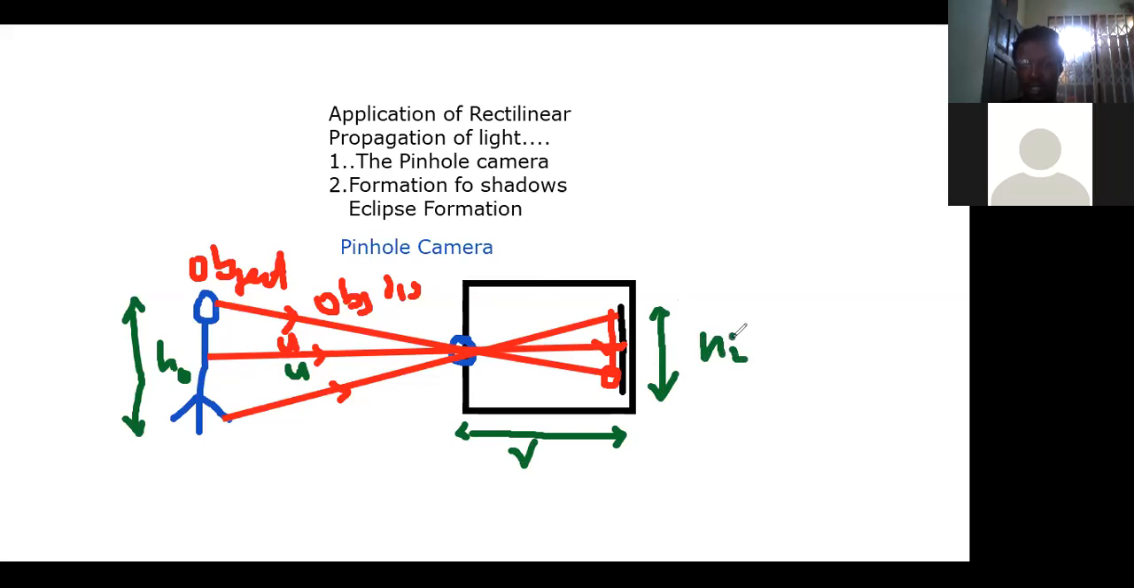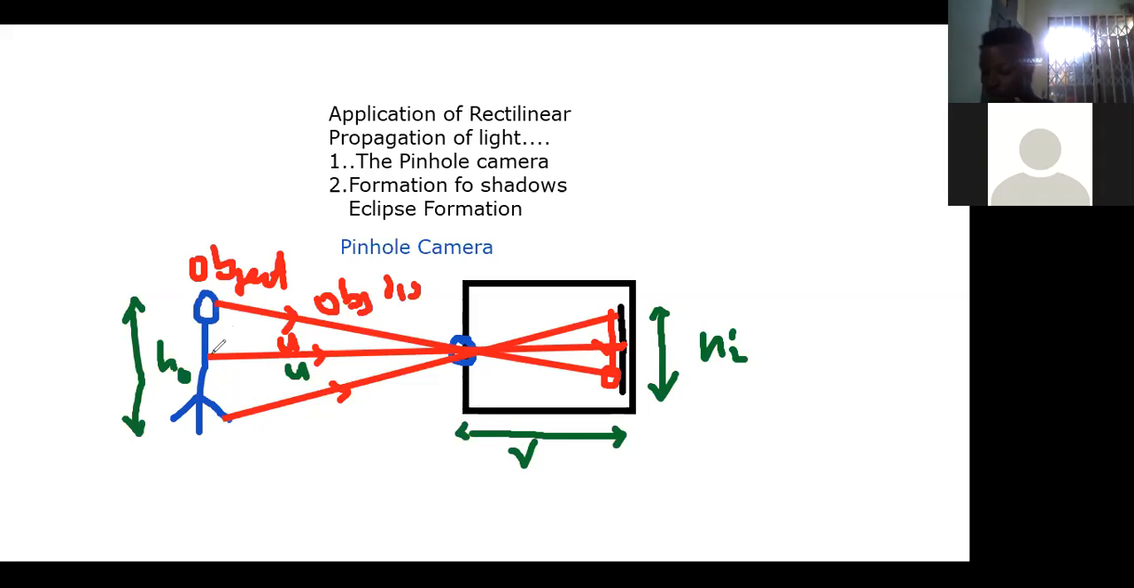Image height. So the height of the image formed here is what we call the image height, or the height of the image. Now the distance from here, the pinhole, to where the image is formed, which is in the box, is what we call the image distance. Now from the pinhole to where the object is standing is what we call the object distance. The height of the object is called the object height, which is denoted by h naught. I hope I made myself clear.